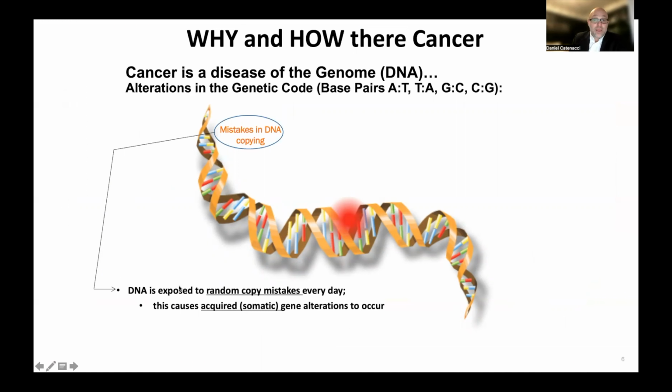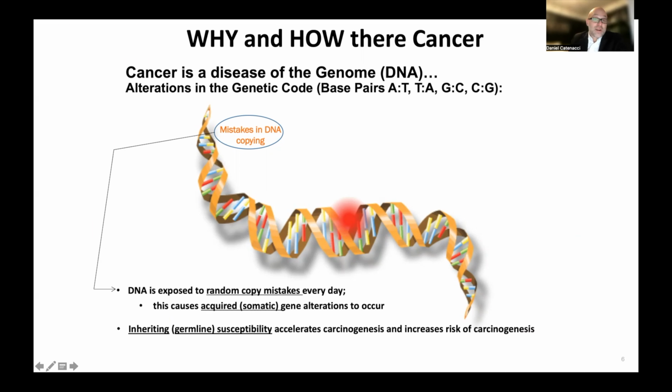Now, thankfully, we have something called proofreading genes that make enzymes that go back and look at the sequence. And if it looks different, it can change it back. But even so, sometimes it gets through the proofreading system and a mistake can occur. And if such a mistake occurs through one's lifetime, through all the cell divisions, this would be an acquired mutation through one's lifetime. And that's referred to as a somatic alteration.